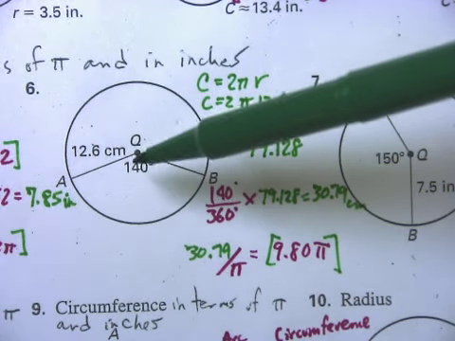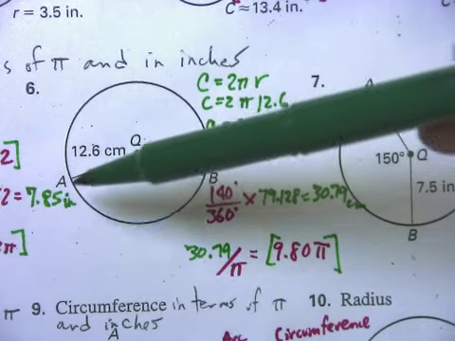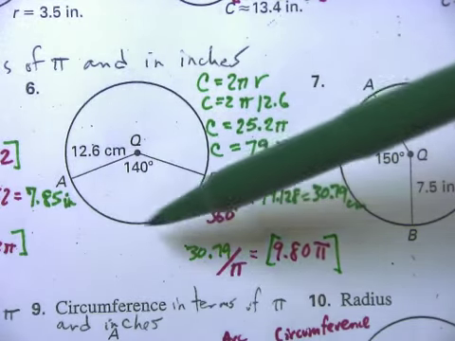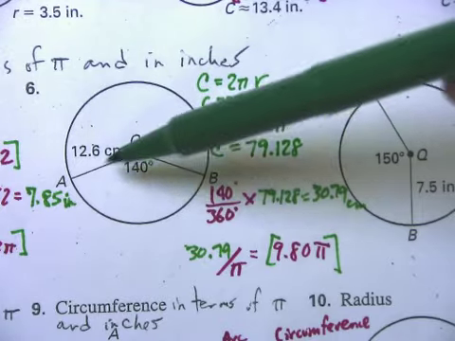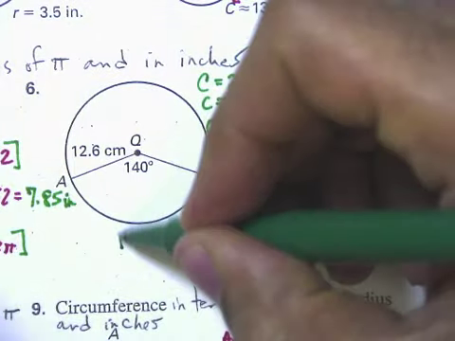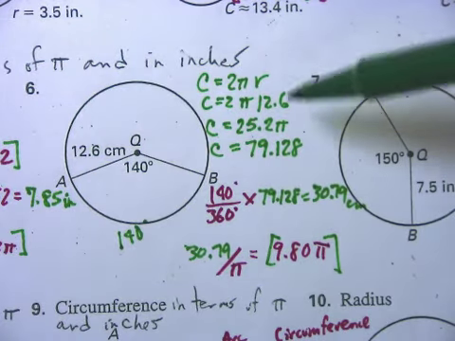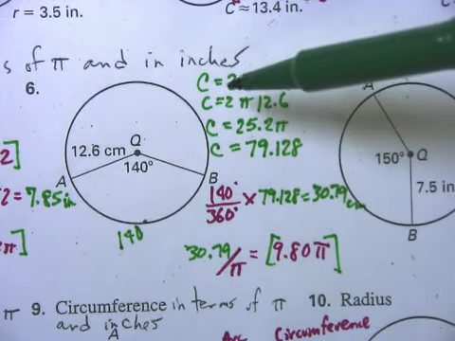Question number 6, I do the same thing again. They tell me that the central angle is 140. They tell me the radius is 12.6. They want to know how big this arc right here is in its actual length. Actually, if the central angle is 140, then I know that this arc is also going to be 140 degrees.